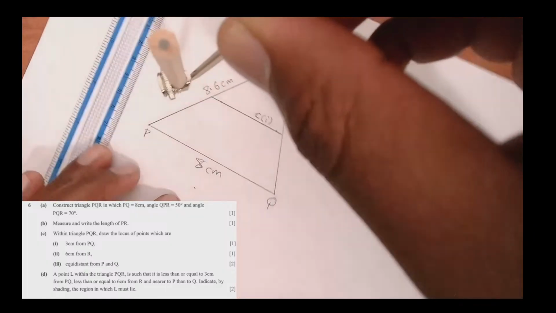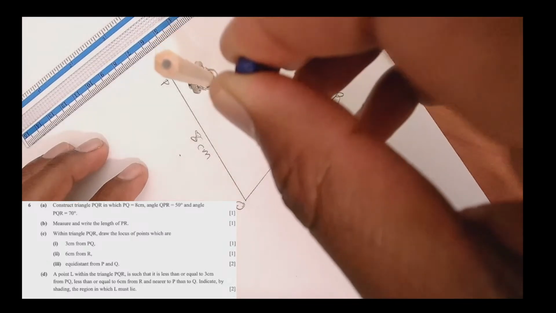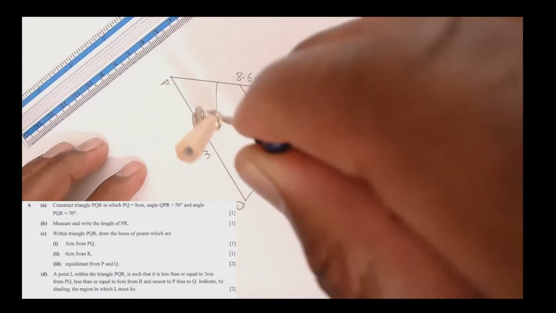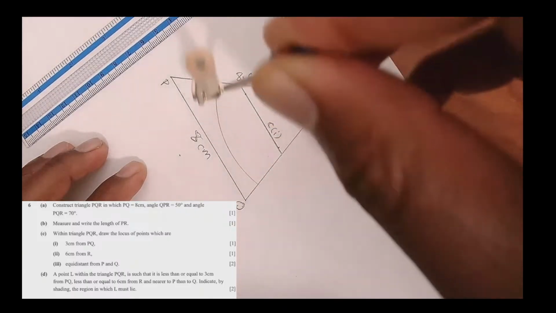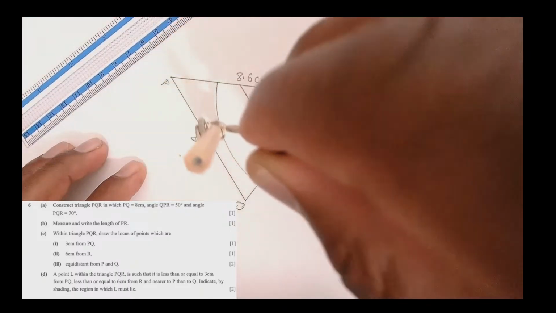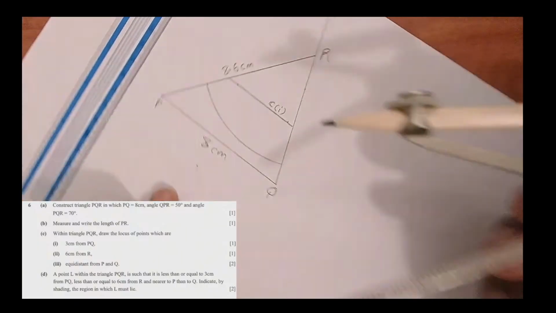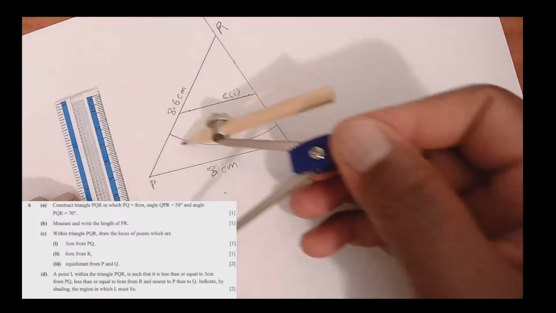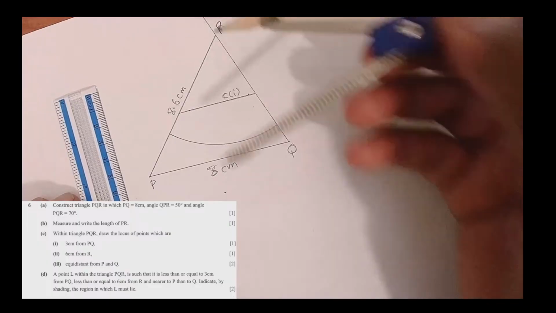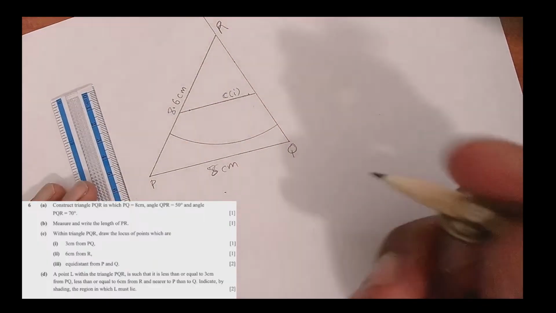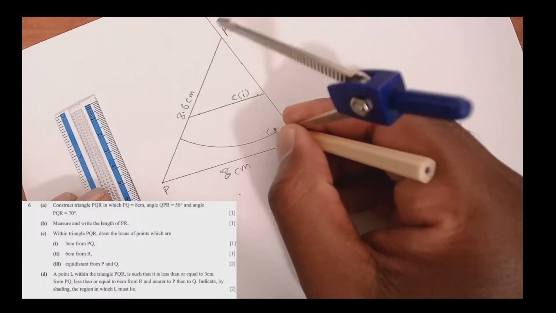So I'll just rotate my paper so that I can do this properly. Okay, so I just draw an arc within my triangle. Okay, so just like that. All right, so these are the locus of points which are 6 centimeters from R there. All right, so if I want, again, I can label this as C2.